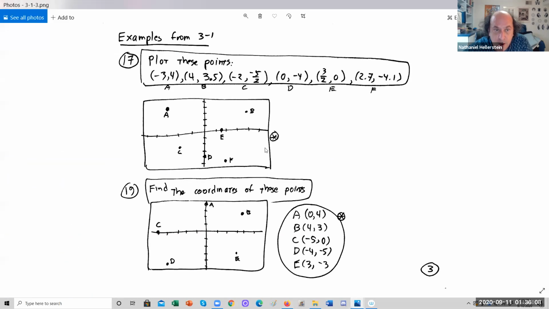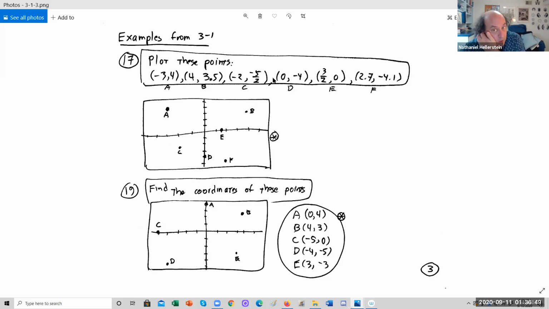All right, so we have some examples from the book. Here we go. We get asked to plot some points: (-3, 4), (4, 3.5), (-2, -5/2), (0, -4), (3/2, 0), and (2.7, -4.1). (-3, 4) is back 3 and up 4 here. (4, 3.5) is over 1, 2, 3, 4, and up 1, 2, 3 and a half here. (-2, -5/2) is back 2, left 2, and down 5 halves, which was down 2 and a half, 1, 2 and a half here.